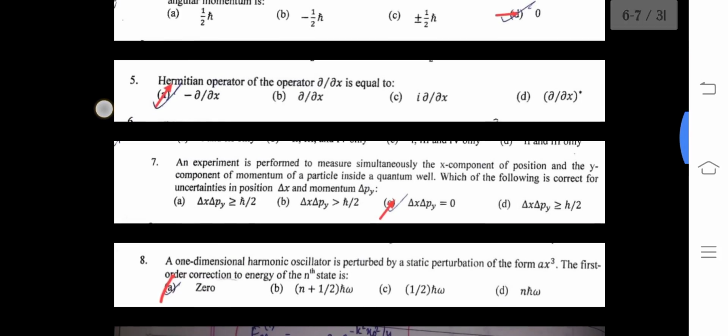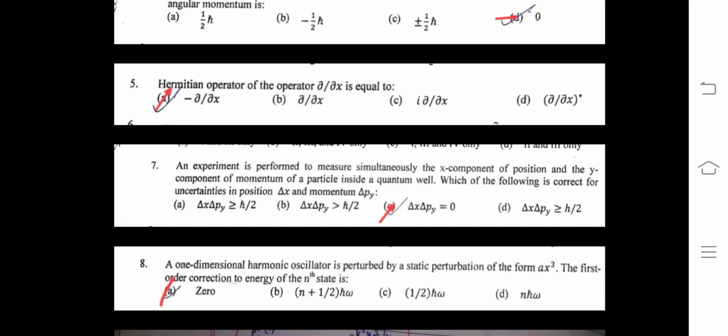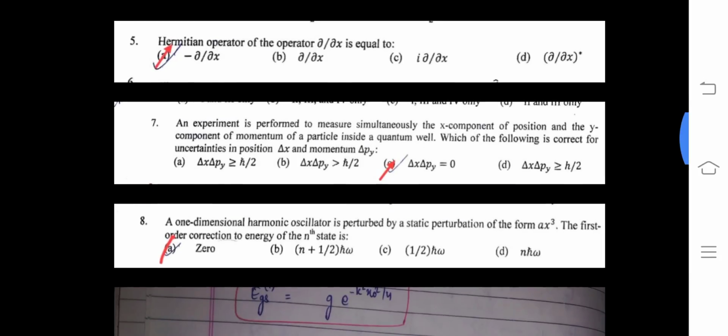Next is the Hermitian operator of del by del x. It is also a straightforward answer: minus del by del x, because if we take the dagger of d by dx, then upon solving we get minus del by del x.